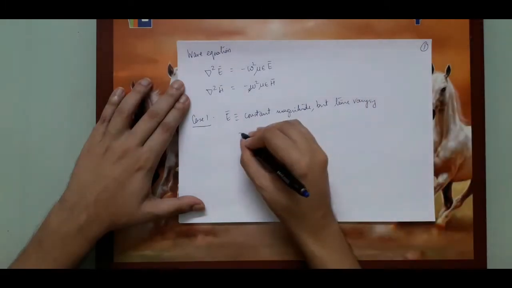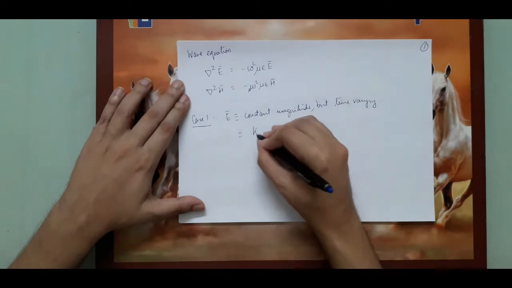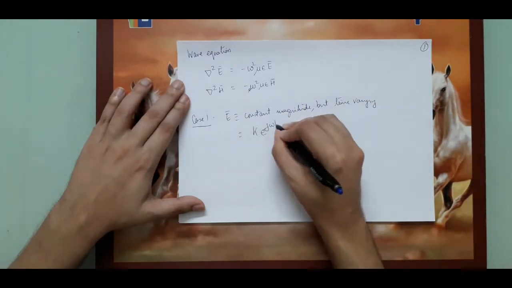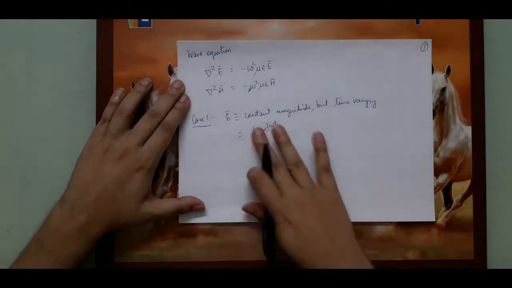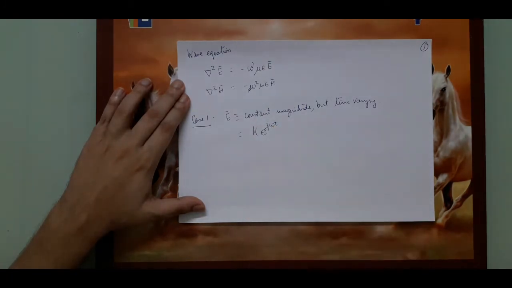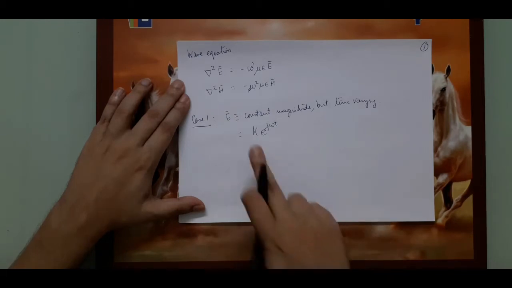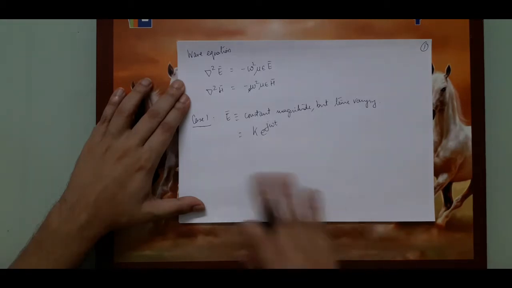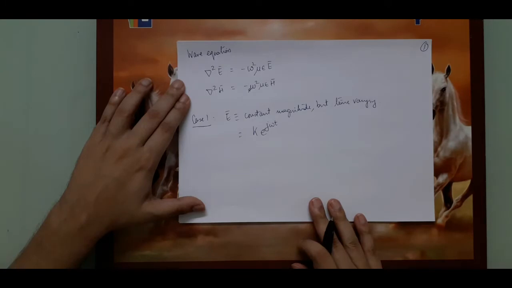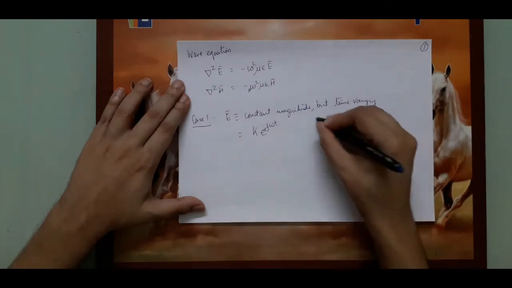So I can say it could be something of the form of some constant times e raised to j omega t. You can simply take a look at this and say that no, this cannot be the solution, because immediately you can see that there is no space variation. So therefore the space derivatives would become 0. So therefore this cannot happen.